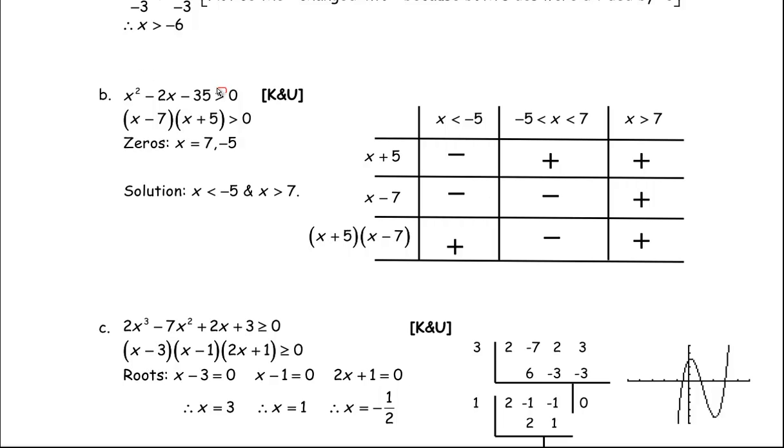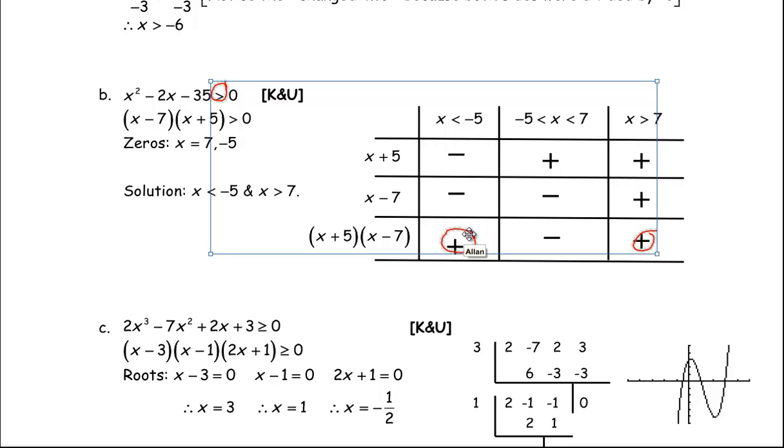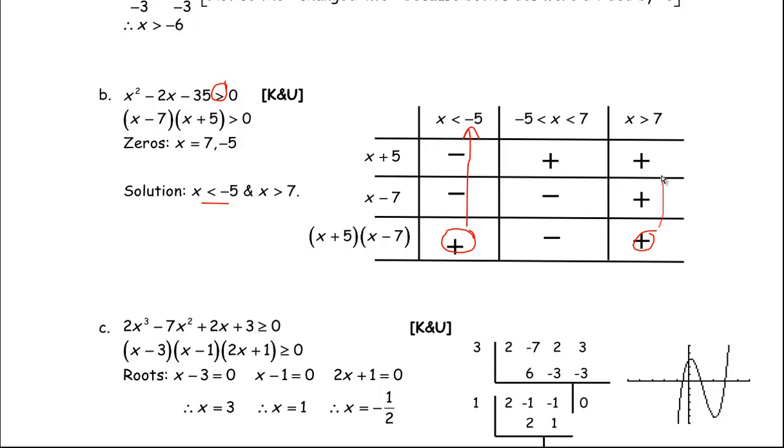Now we're looking for where this is greater than 0, so we're looking for this, and of course the intervals that go with them. This one here is positive on that interval, so one solution is where x is less than negative 5, and of course this one here is where x is greater than 7. So the solution is where x is less than negative 5 and also where x is greater than 7. That's the places where this quadratic would be greater than 0.